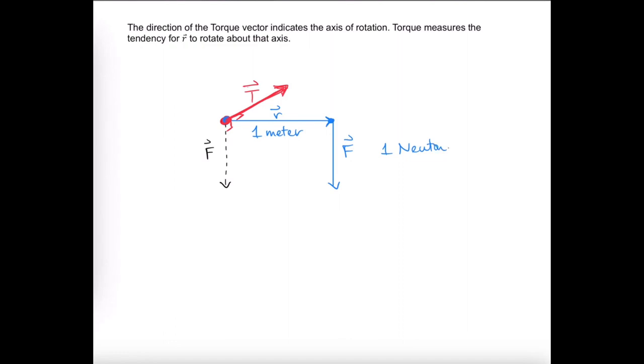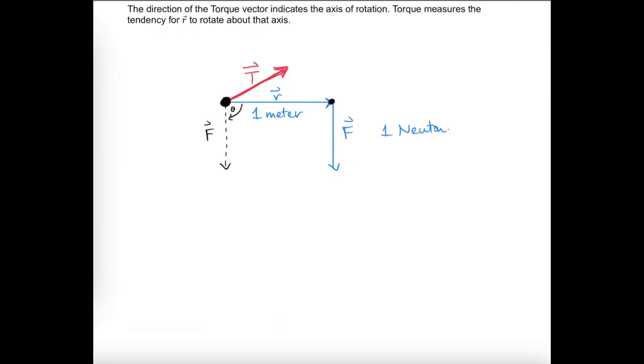So let's also consider the angle theta. The angle theta is measured between vector F and vector r, but that is only when they have a shared initial point. So I'm not going to be measuring my angle when F is out here. I'm going to be measuring the angle in between those two vectors when they have a shared initial point. So this is my angle theta here in this particular case.